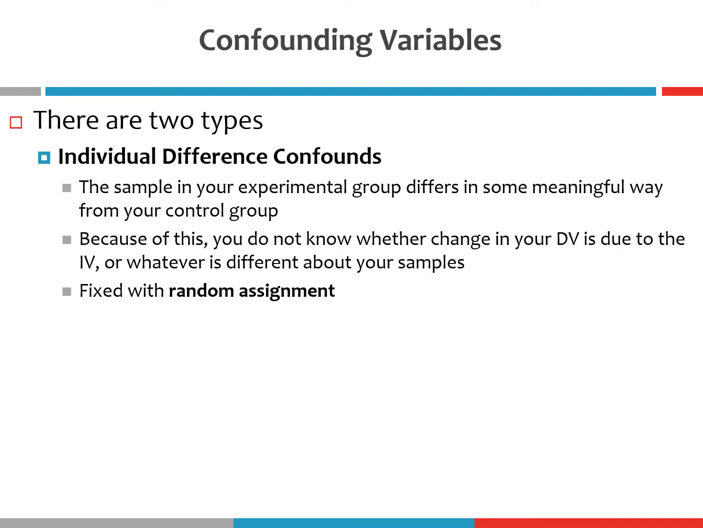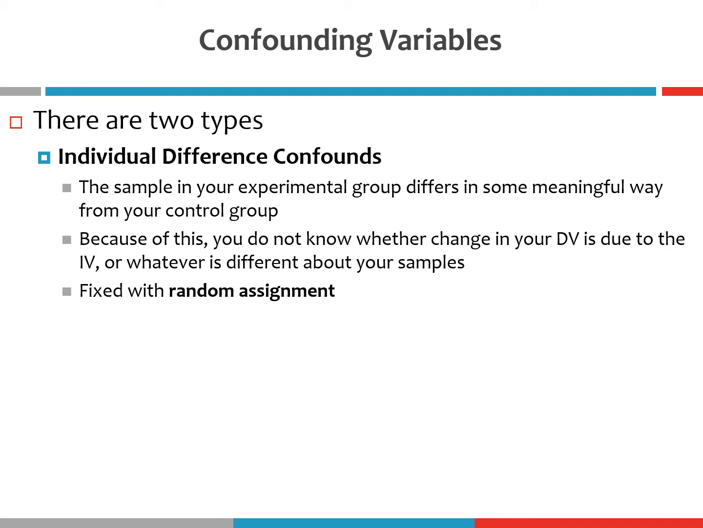Well, first of all, it's important to understand that there are two types of confounding variables, right? The first type, and arguably the most common type, is individual difference confounds, or individual difference confounding variables, right? This is the same type of confounding variable that I talked about in our "does breastfeeding increase intelligence" example that I went through in my last video, right?